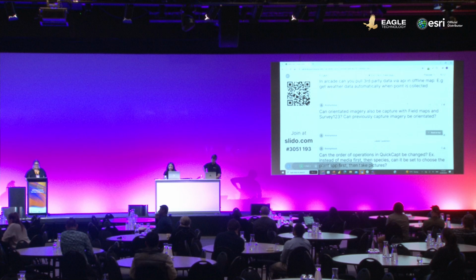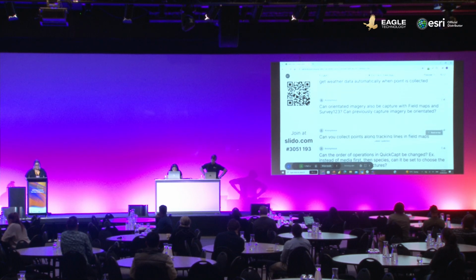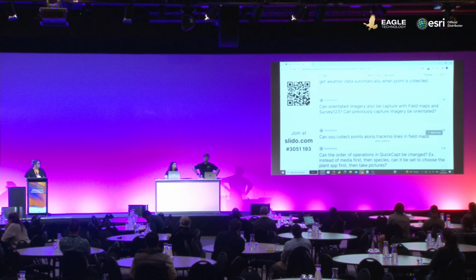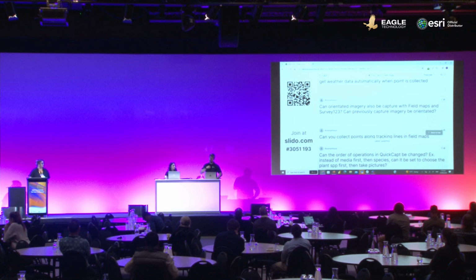Next one up is, can oriented imagery also be captured with FieldMaps and Survey123? Can previously captured imagery be oriented? Good question. I love these. As one of our demos for plenary, we were trying to see whether we could spoof the EXIF metadata for the images, and it's quite difficult. So can previously captured imagery be oriented? I would say no, but if you've got lots of time on your hands and you want to recreate where that image was, go for it. But that would take a bit of time.